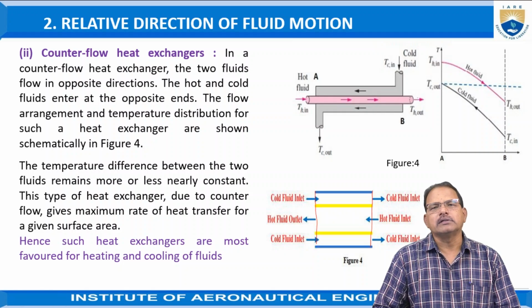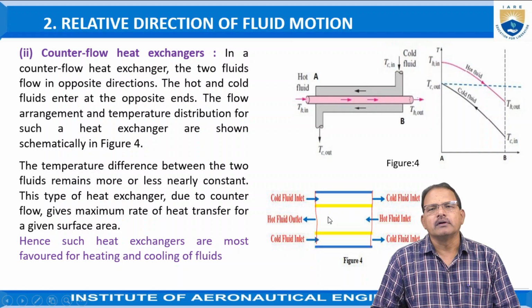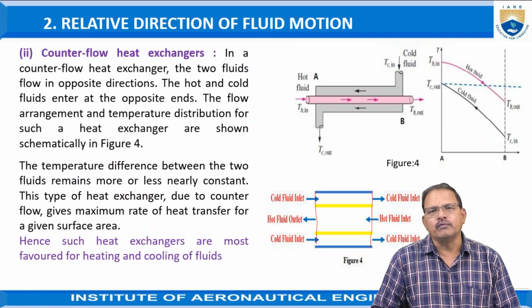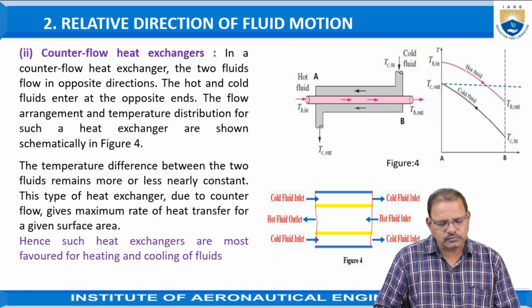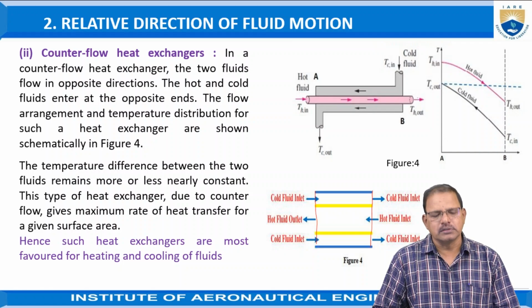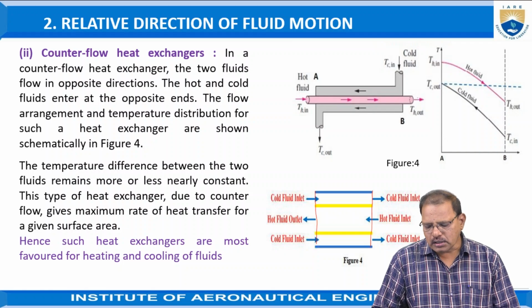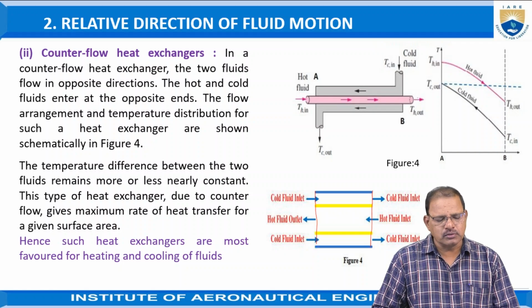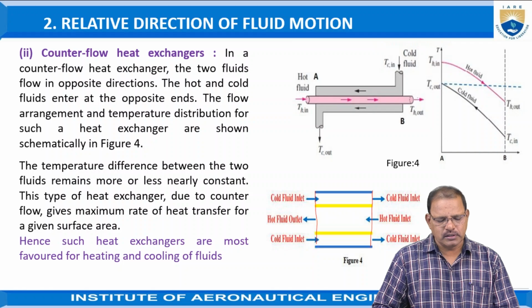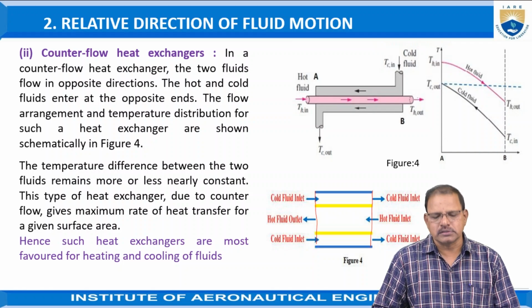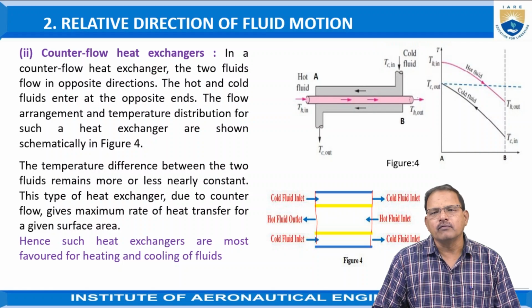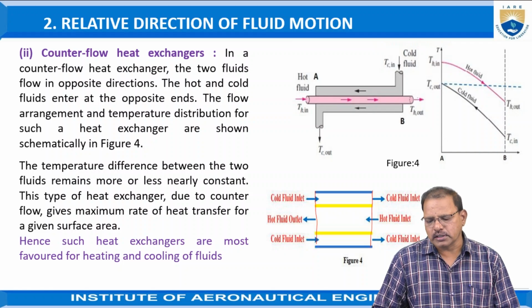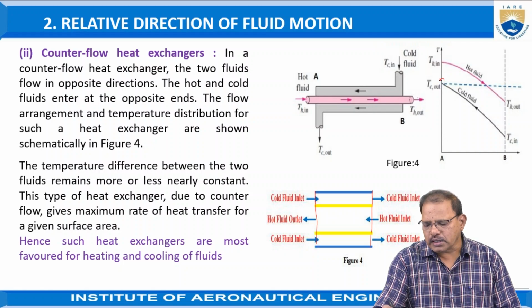In this case, the maximum amount of heat energy is extracted from the hot fluid into the cold fluid when compared with the parallel flow heat exchangers. The temperature difference between these fluids remains more or less nearly constant because both are now moving in opposite directions. This type of heat exchanger, due to counterflow, gives a maximum rate of heat transfer for the given surface area. Hence, such heat exchangers are most favorable for heating and cooling fluids when compared with the parallel flow heat exchangers.